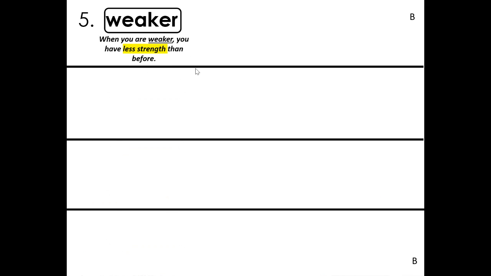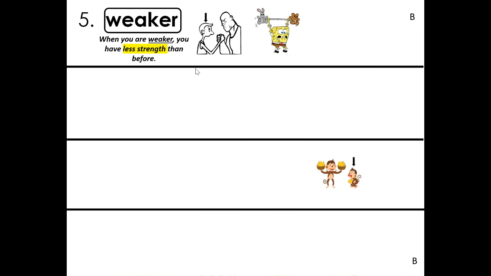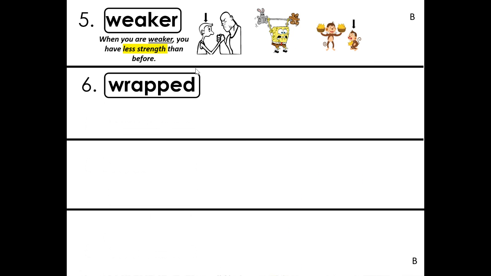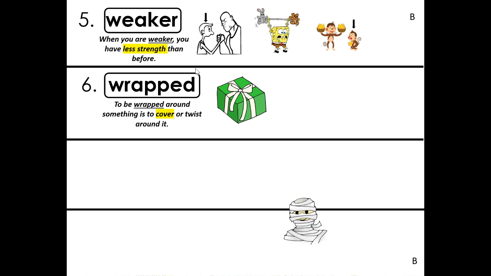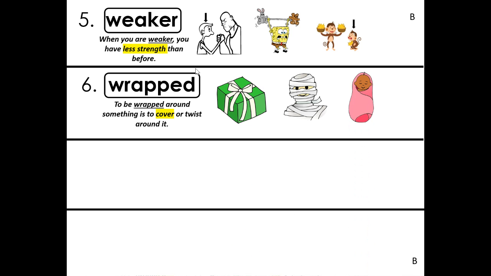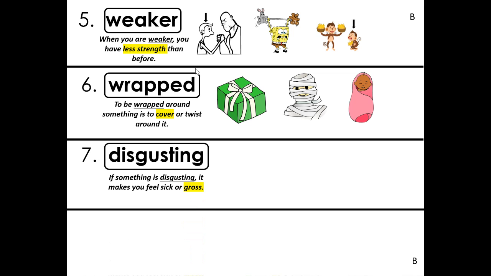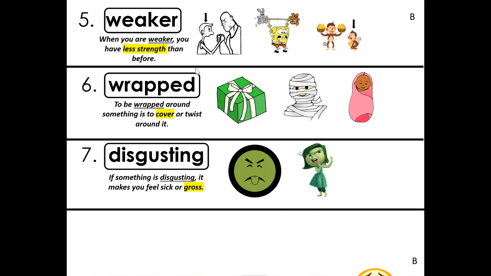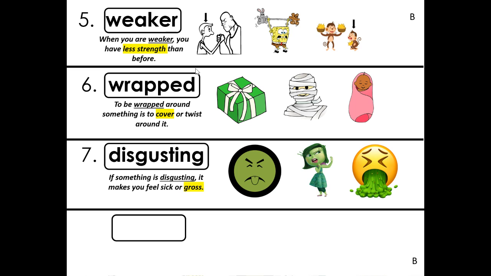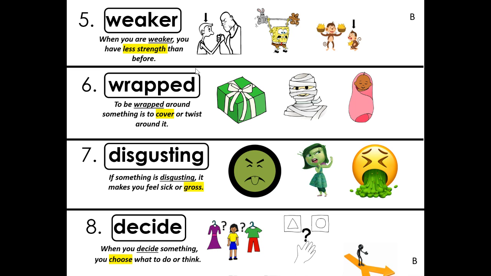Number 5, weaker. When you are weaker, you have less strength than before. Weaker, less strength. Number 6, wrapped. To be wrapped around something is to cover or twist around it. Wrapped or cover. Number 7, disgusting. If something is disgusting, it makes you feel sick or gross. Disgusting. And number 8, decide. When you decide something, you choose what to do or think. And I highlighted the word choose. So make sure you have all of these words, 5, 6, 7, and 8.